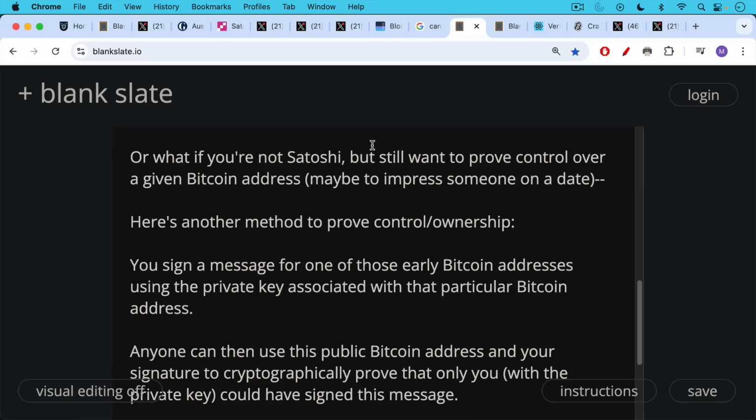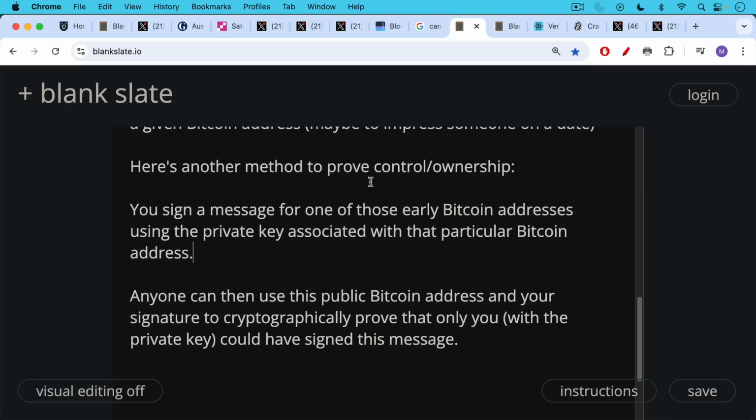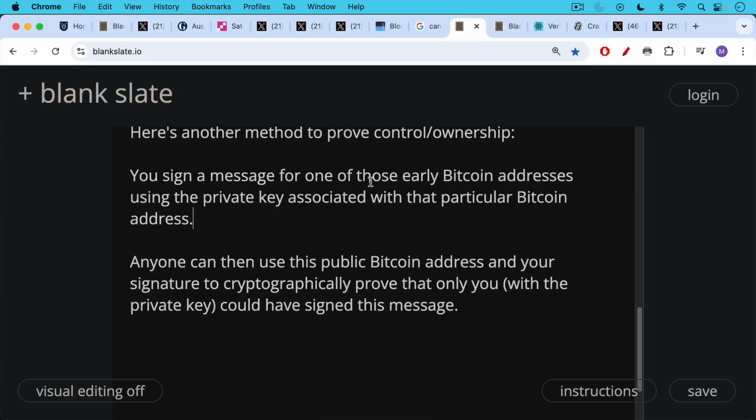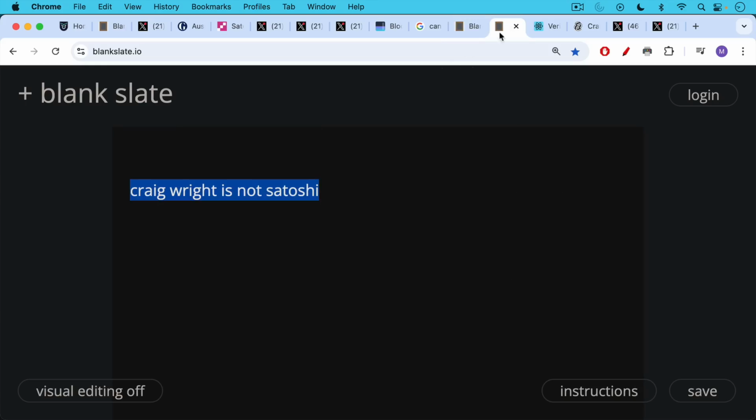This is how you prove control of a Bitcoin address. You sign a message for that address with a private key associated with that particular Bitcoin address. Anyone can then use this public Bitcoin address. You don't need to show them your private keys. You can just tell them the public Bitcoin address and your signature and what the message was. They can use this to cryptographically prove that only you or only someone with the actual private keys could have signed this message. So that's what we're going to do right now.